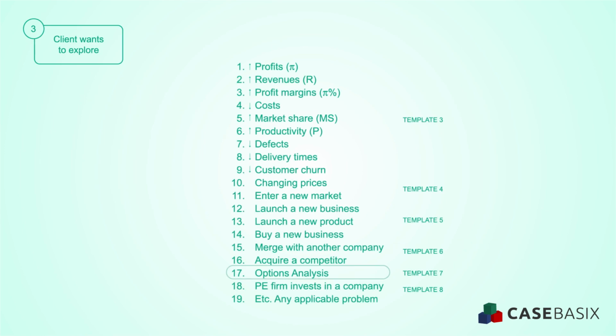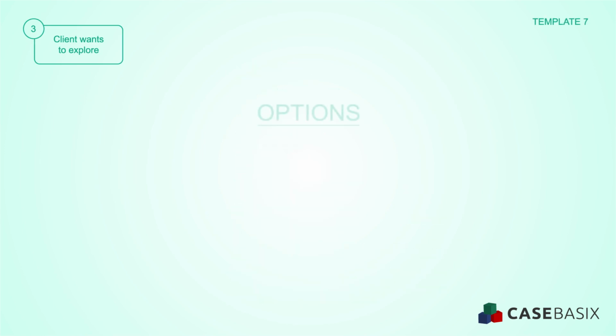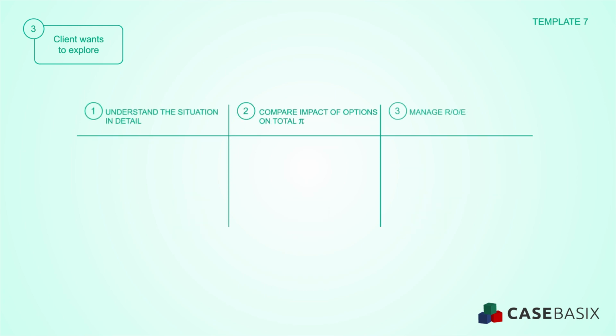The fifth is options analysis. This is when a company wants to conduct a cost-benefit analysis on various options. This type of question warrants its own structure because it is so common. This keeps this question type in focus.